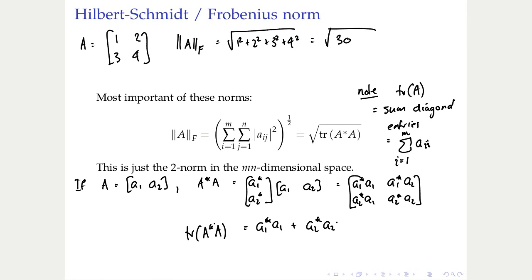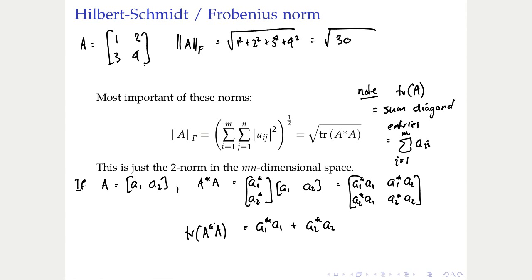Okay, and what have we got there? Well, a1 star a1 is just the sum of the squared elements down the first column. a2 star a2 is the sum of squared elements down the second column. Okay, and so the square root of that is going to be the Frobenius norm.